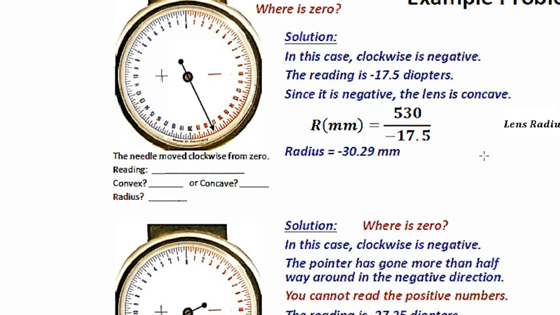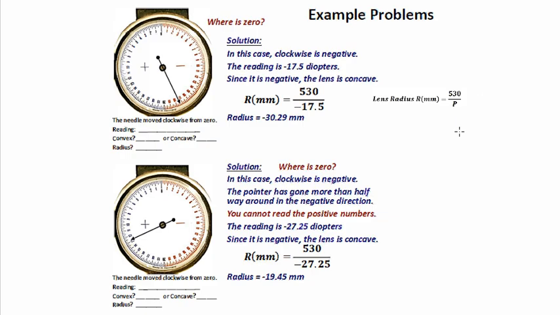Then you plug this into this equation. So 530 divided by your power, which is negative, and don't forget the positive and negative signs, so 17.5, and you get a radius of negative 30.29 millimeters. Then we do the same thing for this one, and your zero is right here, and then you go into the reading and go down here, and you get 7.25.